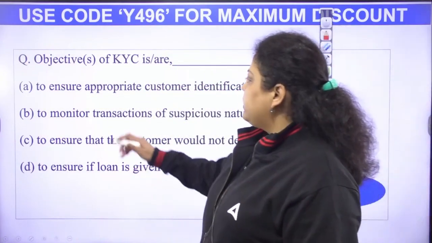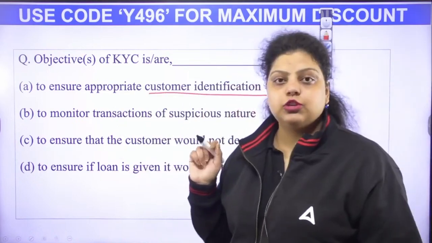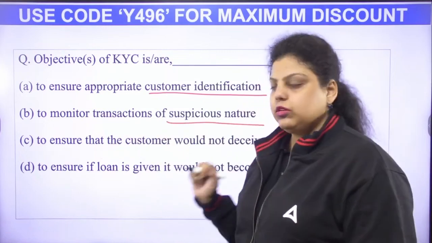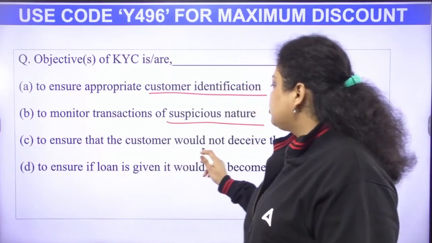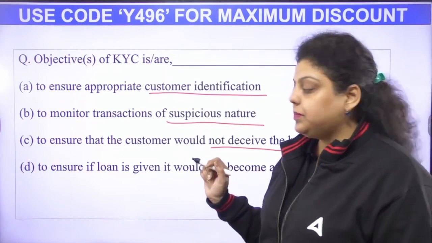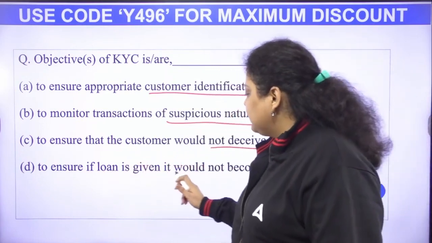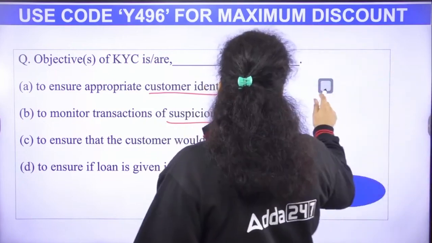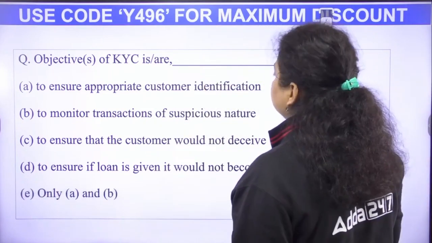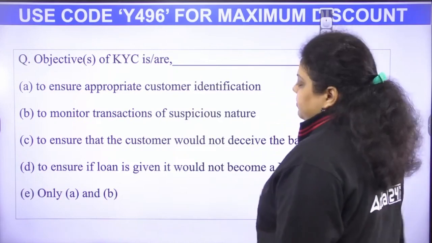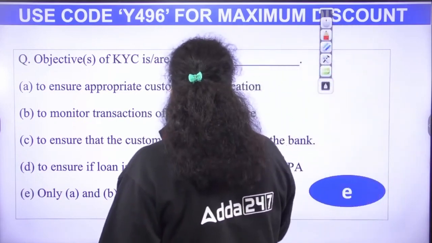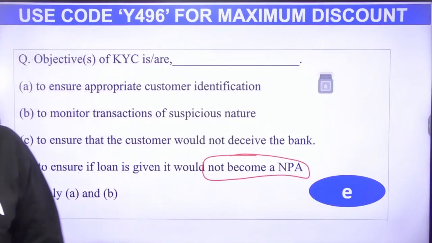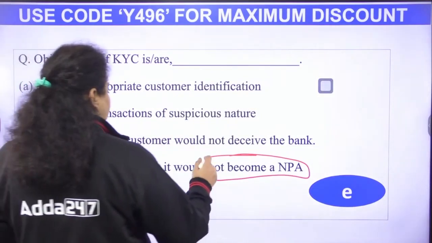You can see: to ensure appropriate customer identification, you should know your customer; to monitor transactions of suspicious nature; to ensure that the customer would not deceive the bank; to ensure if a loan is given it would not become an NPA; and the last one, that only A and B. Okay, so it's not like KYC was done to control the NPA situation. No, it is not true. So the right answer cannot be D.